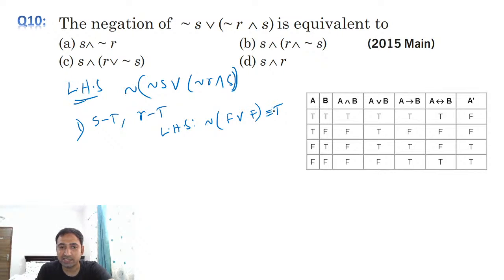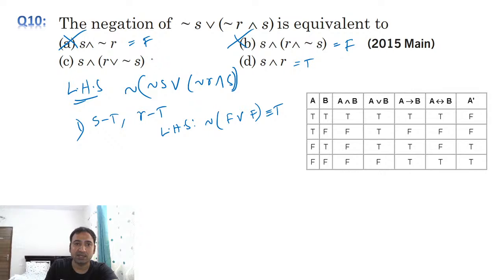Finally, we're getting true. So let's check where we're getting true. The first option is becoming false, so the first option is wrong. The second option is becoming false, so the second option is also eliminated. The fourth option is becoming true, and the third option is also true. So the first two options got eliminated. Now you take one more substitution. The second substitution, I am taking it.